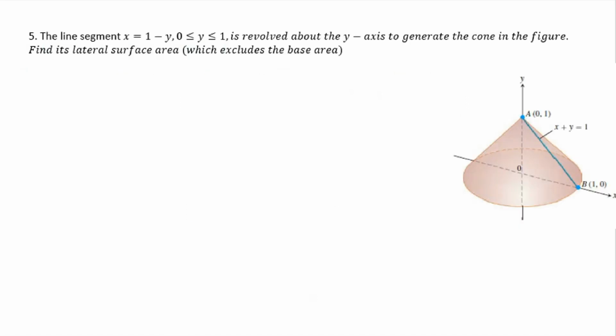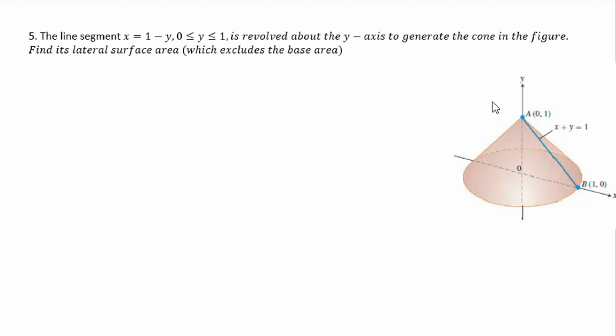So number 5: the line segment x equals 1 minus y, where y is greater than or equal to 0 and y is less than or equal to 1, is revolved about the y-axis to generate the cone in the figure below. So find its lateral surface area, which excludes the base area. That is what we mean by lateral surface area.